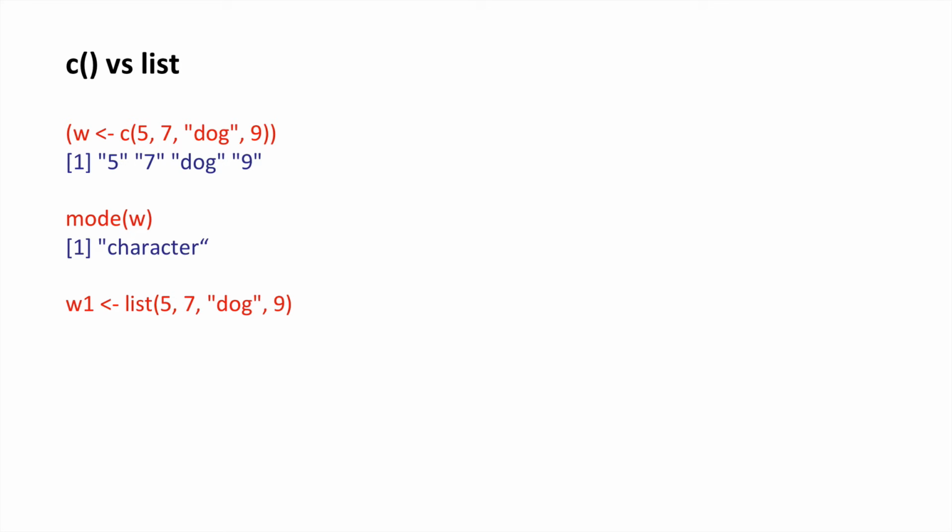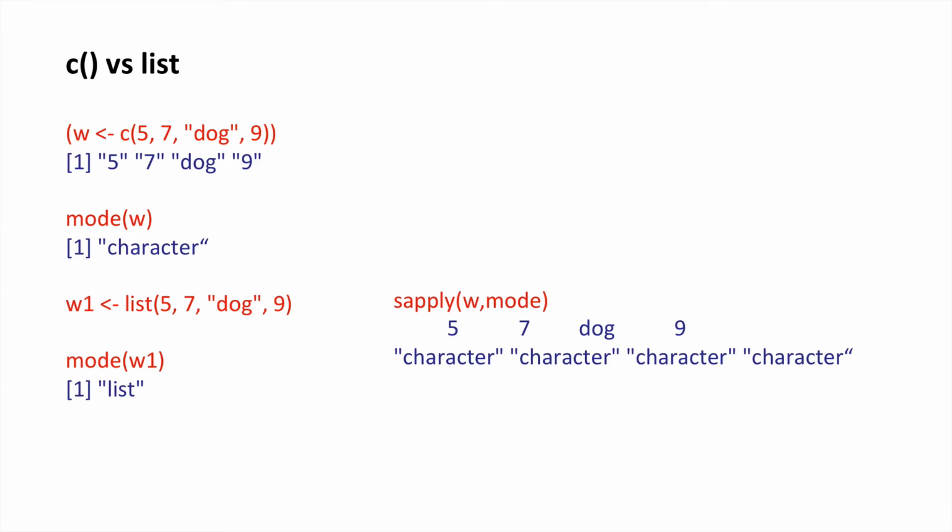Now let's try this, where we have w1, which is defined as a list. So here we have different types of elements explicitly recognized, and we can ask what the mode of w1 is. Well, the mode of w1 is a list. We can now apply the mode to each of the individual elements of w, and we'll see that it forced them all to be characters because we used that concatenate function to join all the elements together.